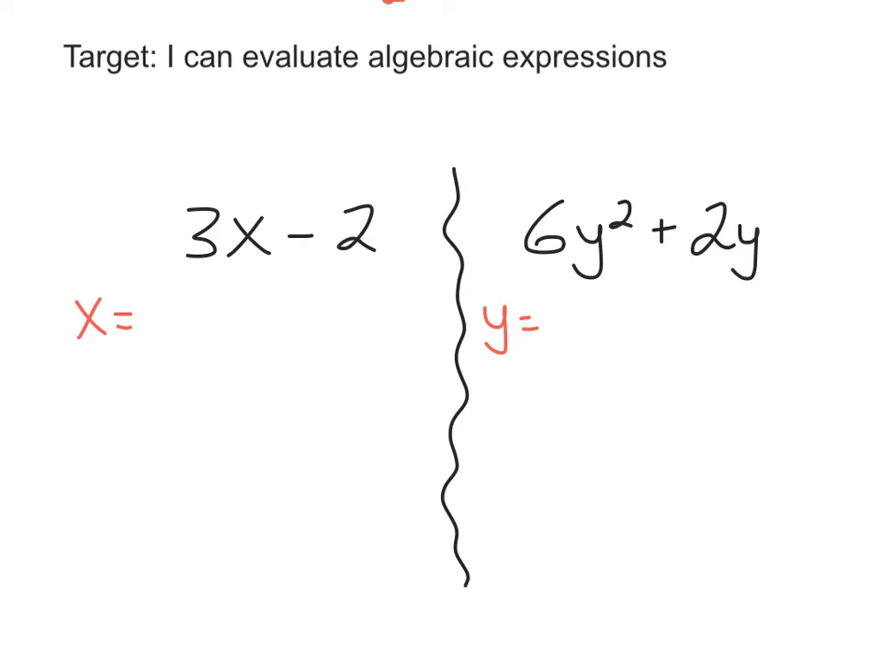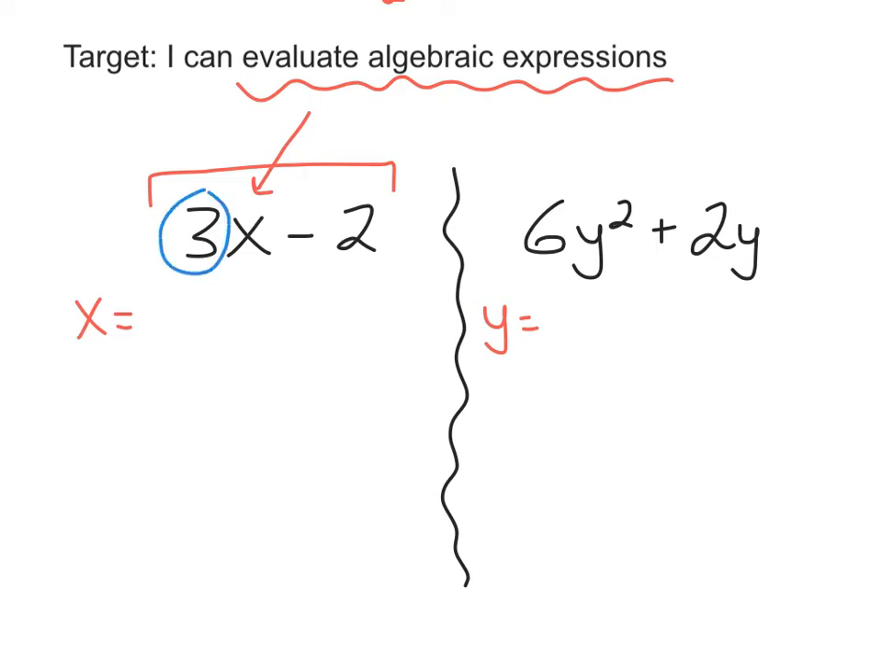In this lesson, the target states, I can evaluate algebraic expressions. An algebraic expression looks like this. It's different from a numerical expression because it has a variable, and the variable can be anything. The other parts of the algebraic expression are called the constants. In this algebraic expression, the constants are 3 and 2.